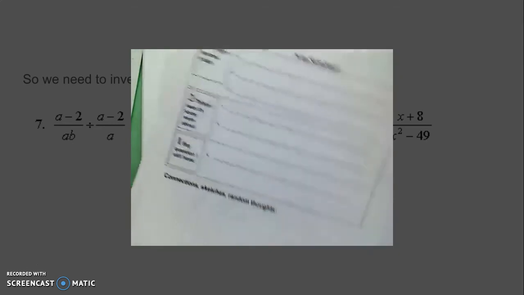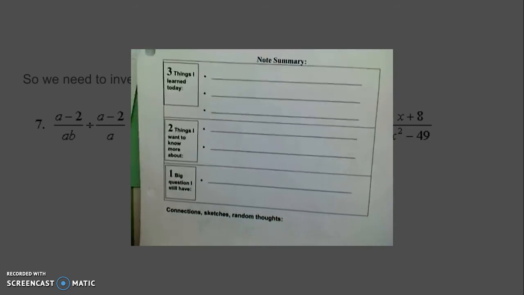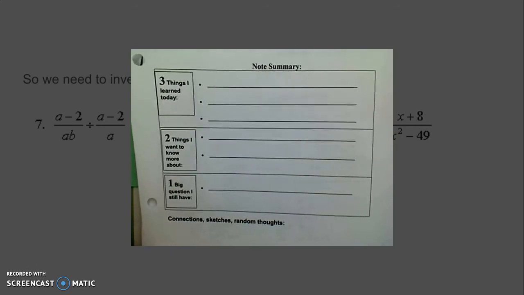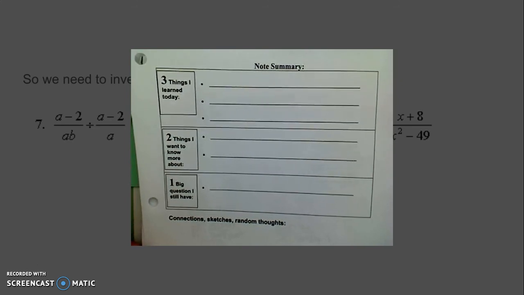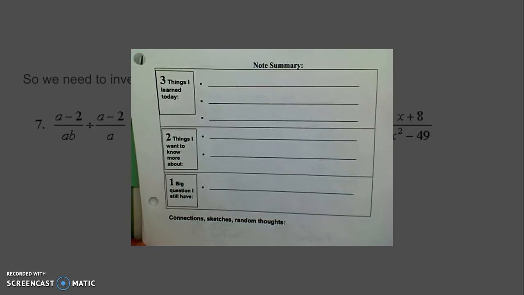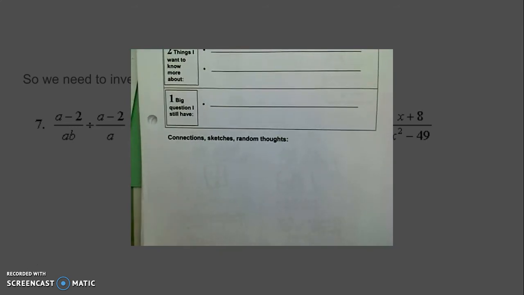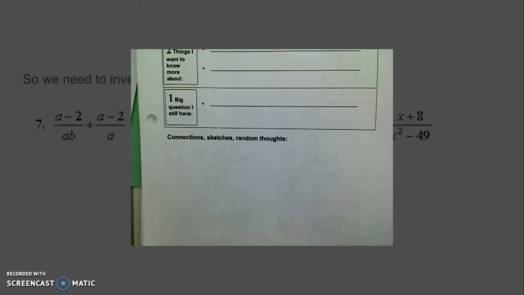Don't forget to take some time, and let's cement some of this new information in your memory. So you want to take some time, sort through what you've learned, 3 things that you've learned today, 2 things you want to know more about, 1 big question you still have, and lots of space at the bottom here if you're the type of person that sketches out graphic organizers, connections, summaries in words, sketches, pictures, graphs, anything like that that helps you to remember what you've learned today.